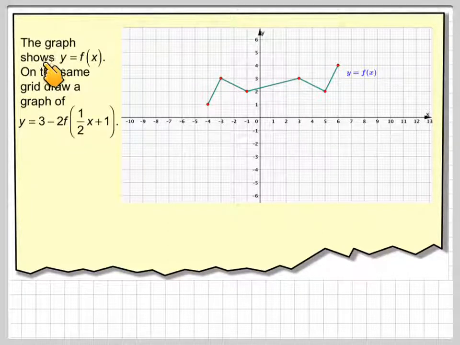The graph shows y is equal to f of x on the same grid. Draw the graph of y is equal to 3 minus 2 f of a half x plus 1. So we've got this sort of strange function here.